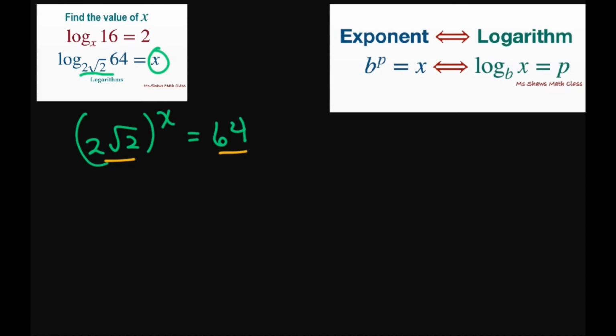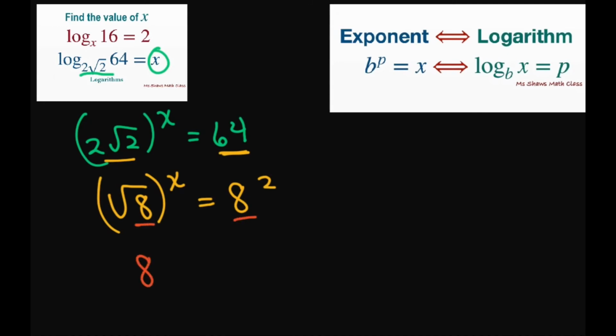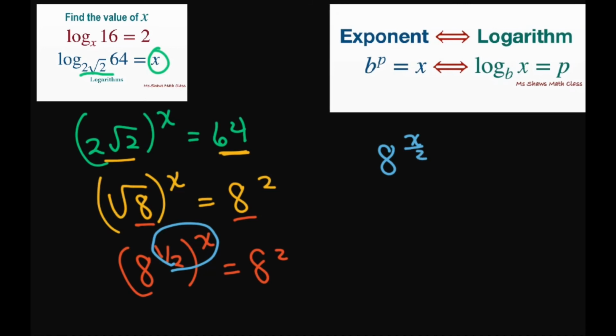2 square root of 2 is the same as square root of 8. Right? And I'm going to write this as 8 squared. All right. So the bases still aren't the same. So this is 8 to the power of 1 half of x, writing it in rational form, equals 8 squared. So when you multiply this using your product rule for exponents, this is going to be 8 to the power of x divided by 2 equals 8 squared.